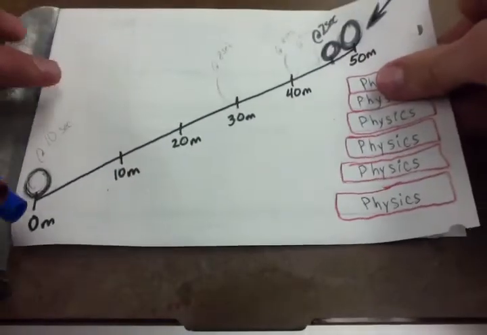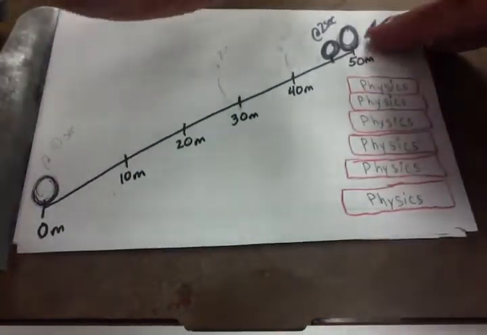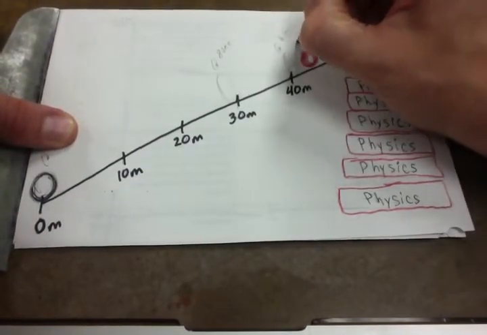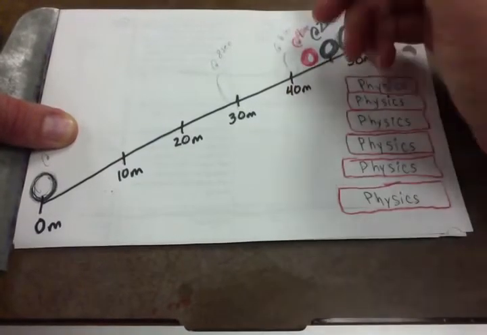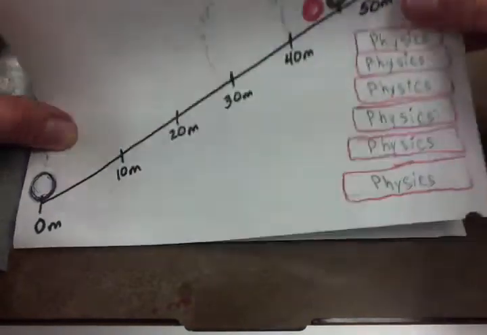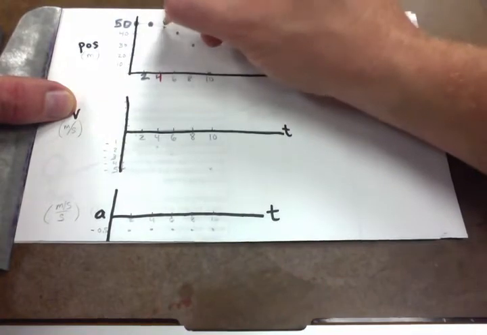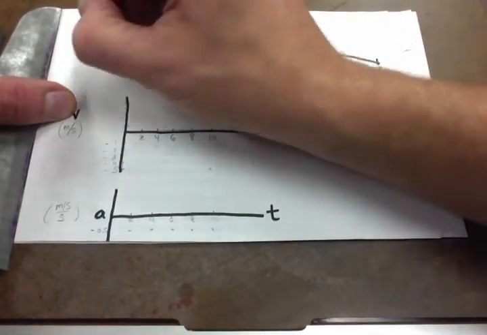But then it's going a little faster, a little faster, a little faster. So maybe it gets a little farther, but let's say it's still not very far. Let's say it gets about there, and that would be at 4 seconds. So here at 4 seconds, it's a little bit closer to that 40-meter mark, but not quite there.